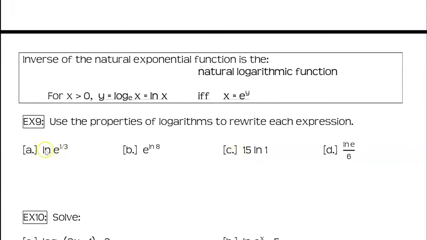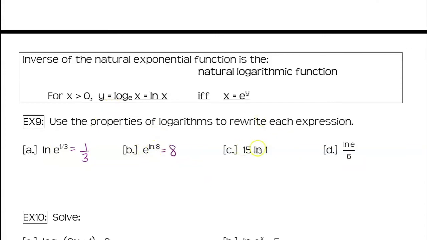If this is natural log of e to the, okay, or log base e of e to the, those are basically inverse functions. They're just going to cancel each other, so this would just simplify to 1/3. Okay, same kind of thing here. E to the natural log. This would just simplify to 8.